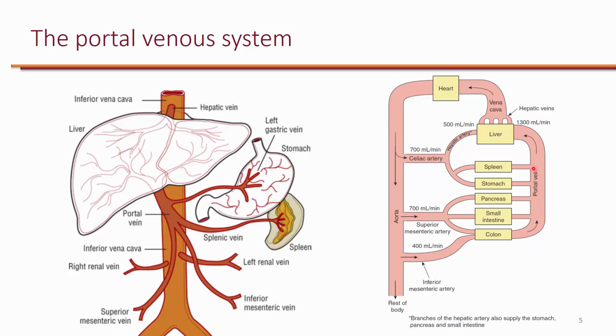And it is really important to know which organs it involves, because when it comes to complications, this portal hypertension will affect all these organs: the spleen, the stomach, the pancreas, small intestine, and the colon.